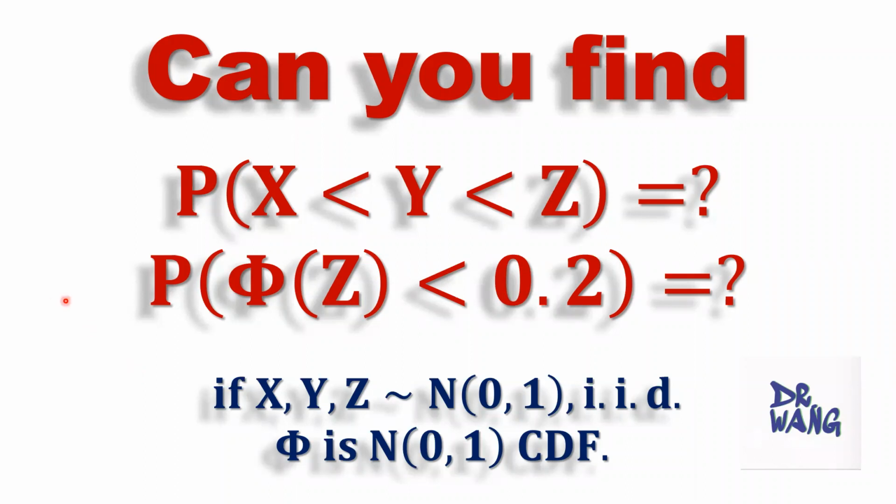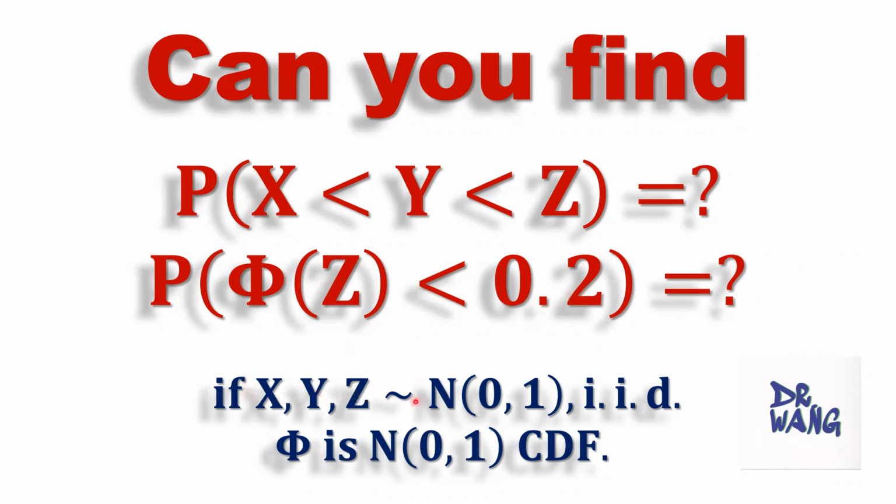Wen. This problem looks not easy. Can you solve this problem in 1 minute? First question is, find the probability of X less than Y less than Z. Second question is, find the probability of phi of Z less than 0.2. What are those X, Y, Z's?